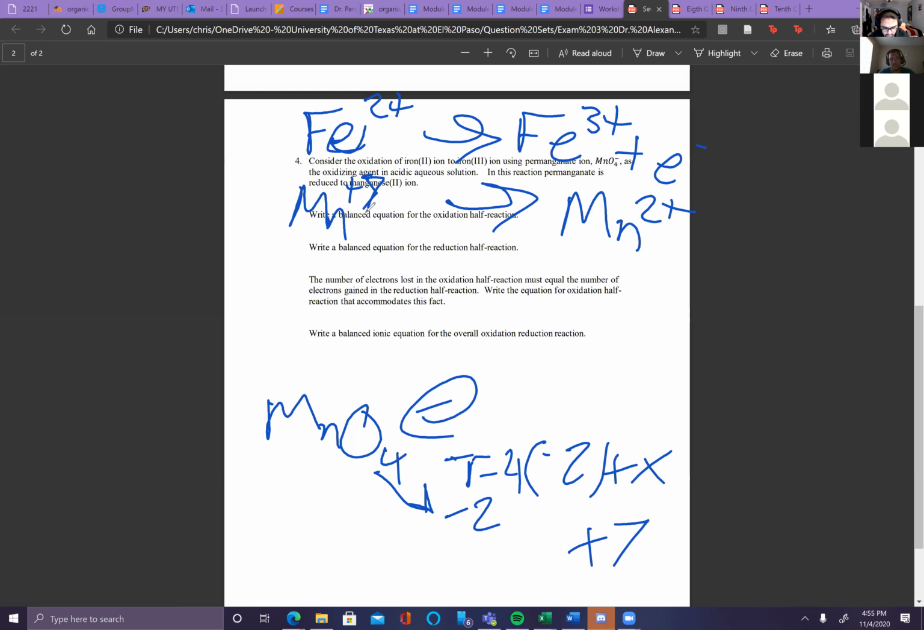So how many electrons would it need to gain to reach a +2 charge? We need to gain 5. Gain 5, right? So 5 electrons. So from the first one, it goes from an iron 2+ to an iron 3+ with an electron removed. Is that balanced? Same amount of electrons on both sides?